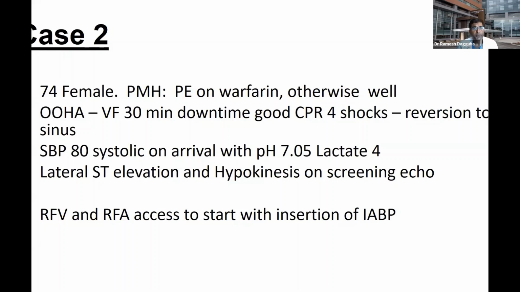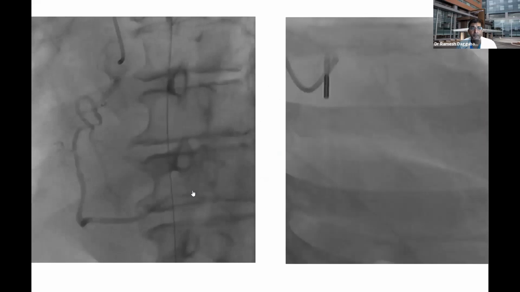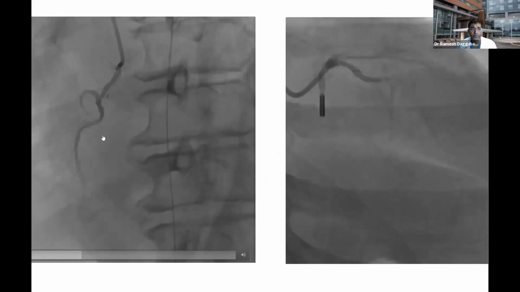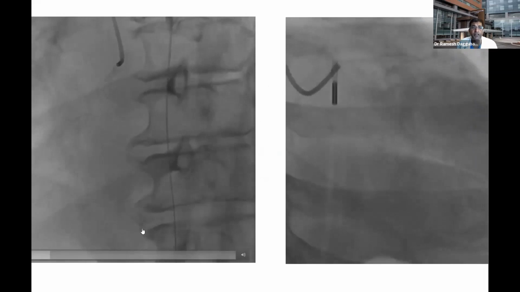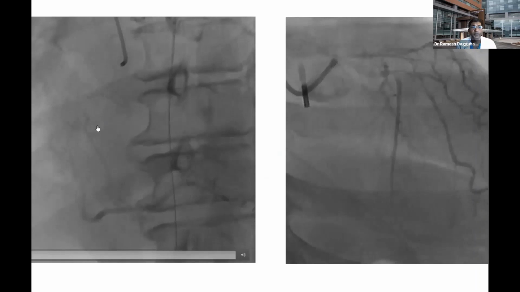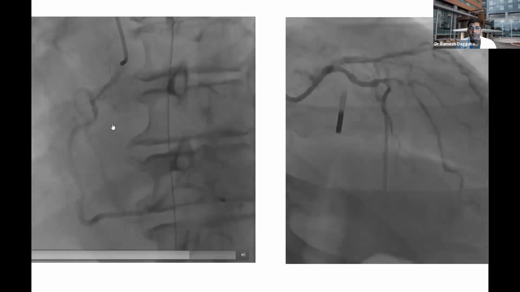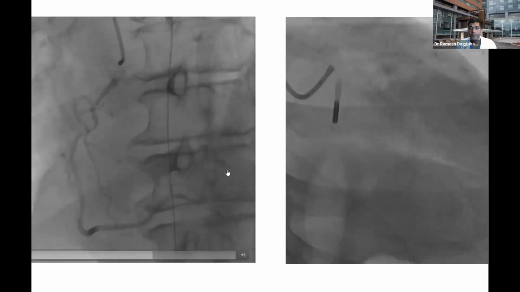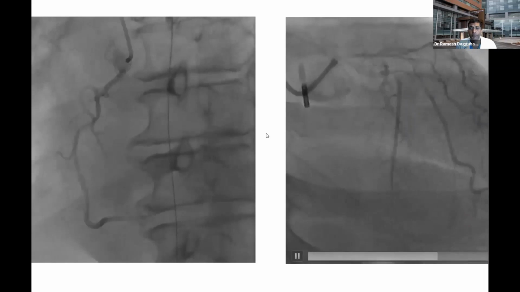Here is another patient, a 74-year-old woman with a PE, on warfarin, otherwise well, with out-of-hospital cardiac arrest, in cardiogenic shock, very severe shock with pH 7.05, lactate 4, and lateral ST elevations and hypokinesis on screening echo. The patient was taken to the Cath Lab for mechanical circulatory support with a balloon pump, and also to see what is going on, why there are ST elevations. Here you can see some moderate RCA disease, but the circumflex appears to be the culprit, with a 95% occlusion in the OM1 branch.